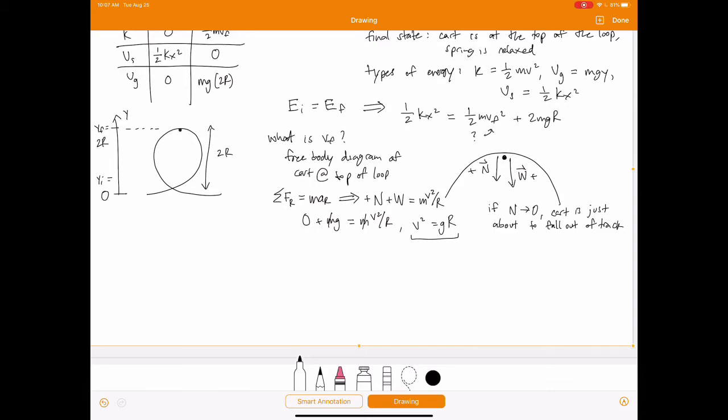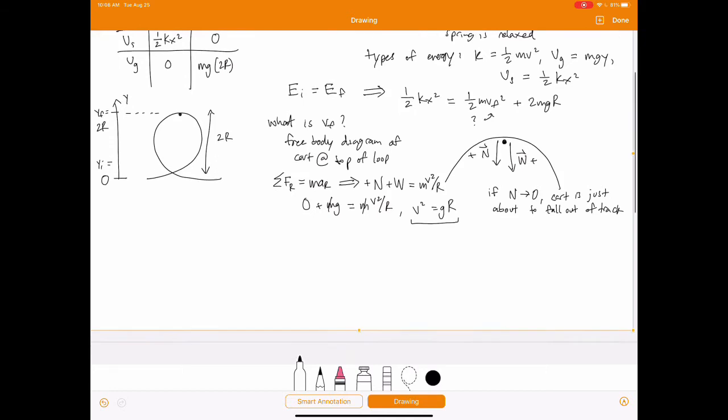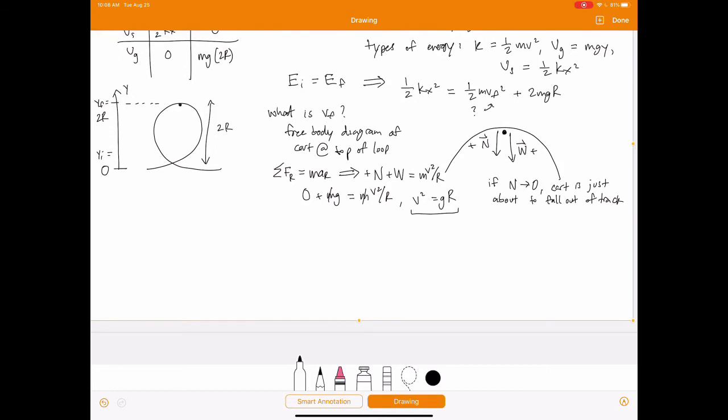This is telling us the minimum speed the cart needs to have at the top of the track so that it doesn't fall out. If it moves any slower than that, it's going to start falling out of the loop. So that's the speed that we're going to want to use in our energy equation. So we have 1/2 kx squared equals 1/2 times m, and then v squared is g times r. That's what we just found.